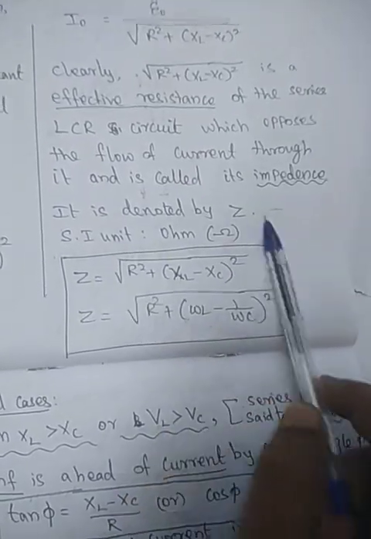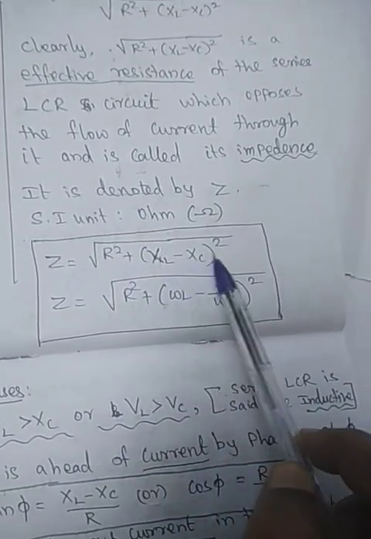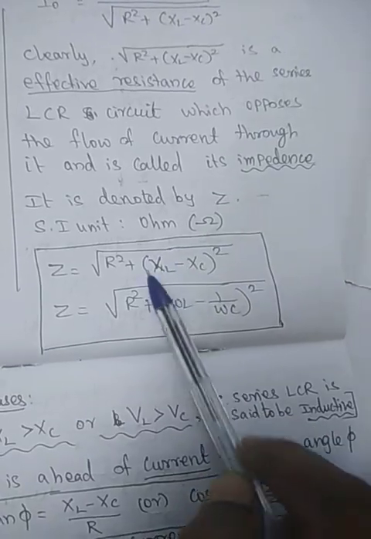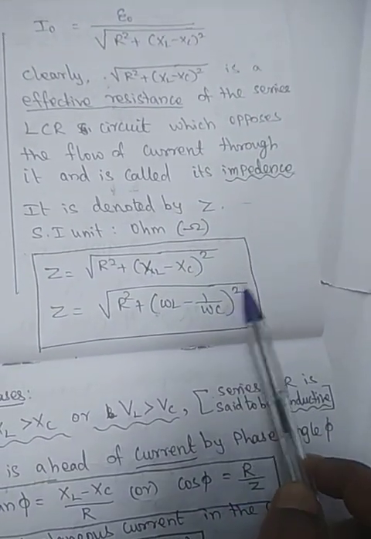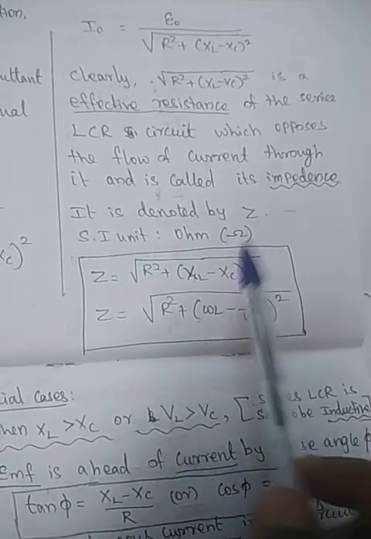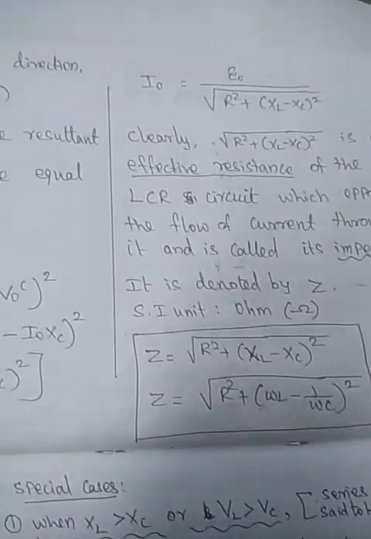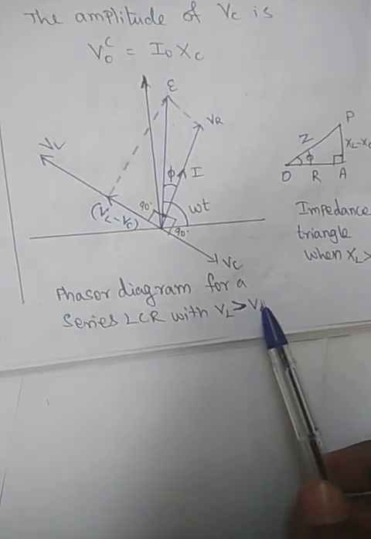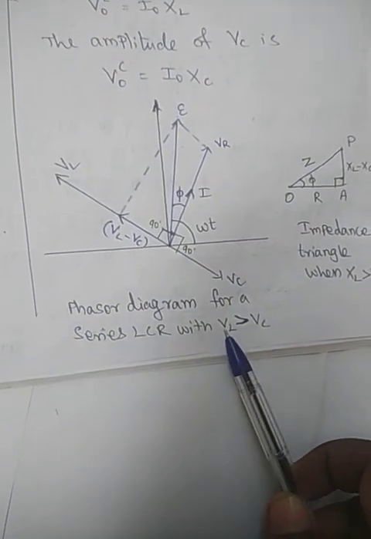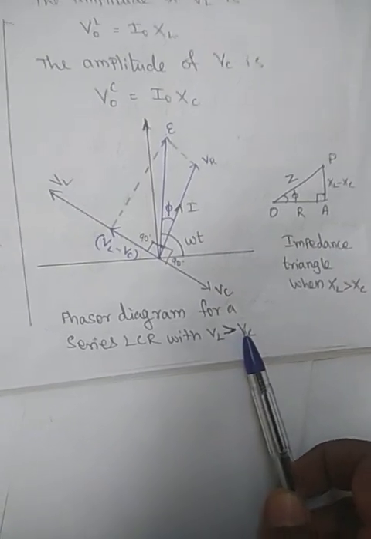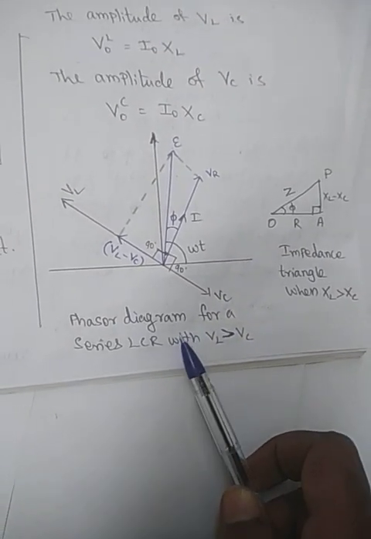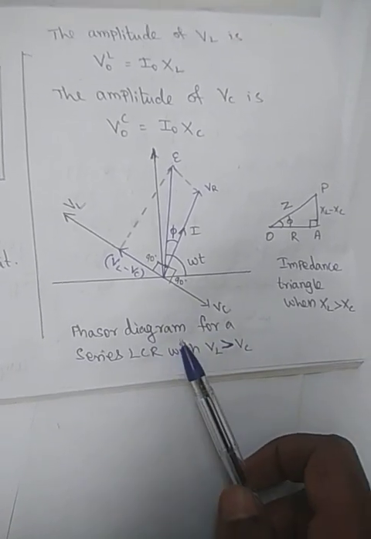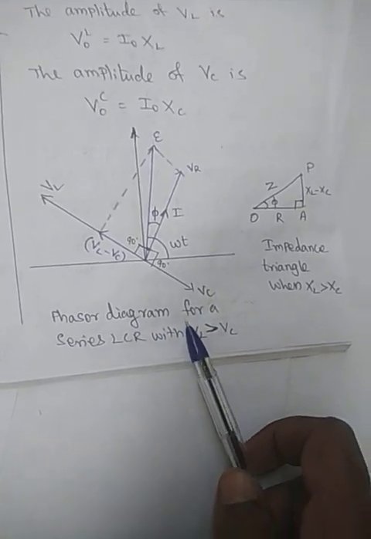So Z is equal to root of R squared plus XL minus XC the whole square. By substituting the XL value and the XC value, omega L minus 1 by omega C the whole square, we have to represent this one. Okay, so this diagram represents when VL is greater than VC, that means the inductor voltage is greater than the capacitor voltage. Some circuits work on the basis of the inductance coil working, so in those cases we have to use this condition.